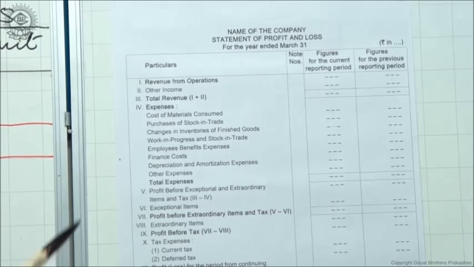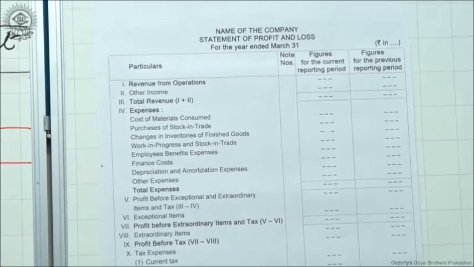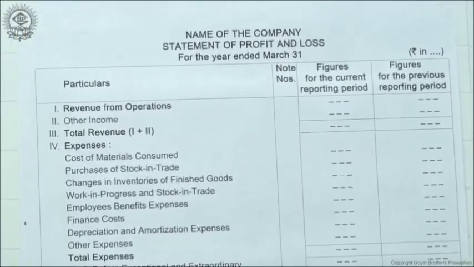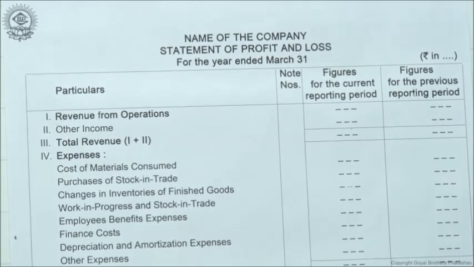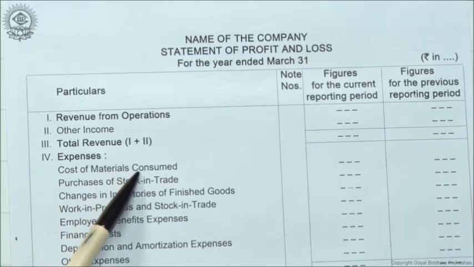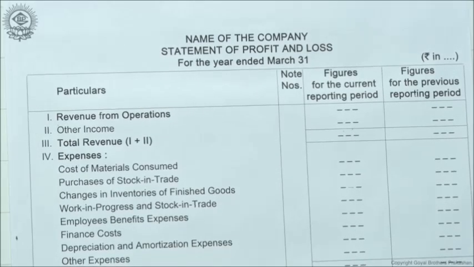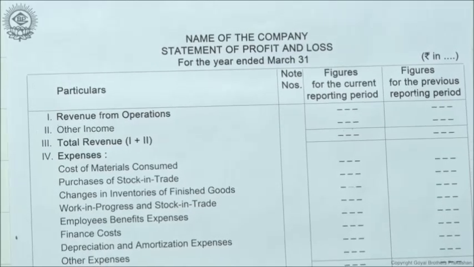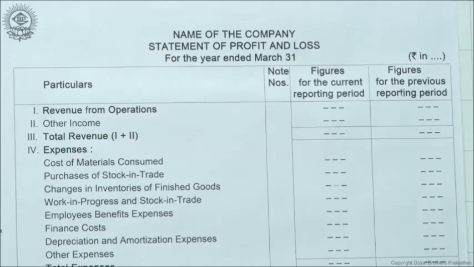Then we come to the next item, expenses. What are the expenses incurred by a company to earn this revenue? All these expenses are incurred by a business to earn that revenue. Number one is cost of materials consumed. What is cost of materials consumed? The manufacturing companies buy raw materials, and this raw material is put into the machinery, and the machinery works on the raw material, and then the finished product comes out.